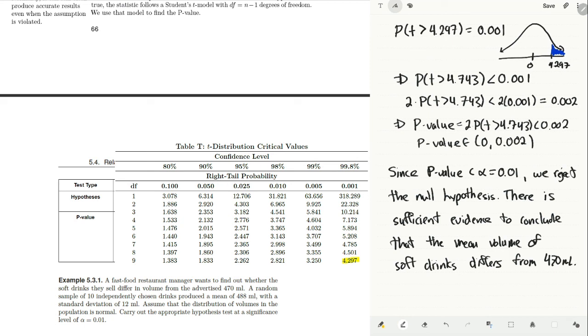And so this concludes our lesson for this video. In the next video, we will talk about the relationship between confidence intervals and hypothesis tests, and I'll see you then.